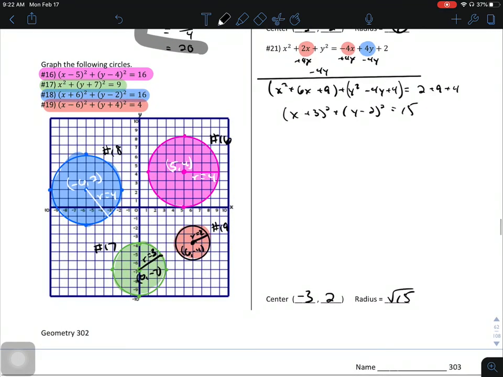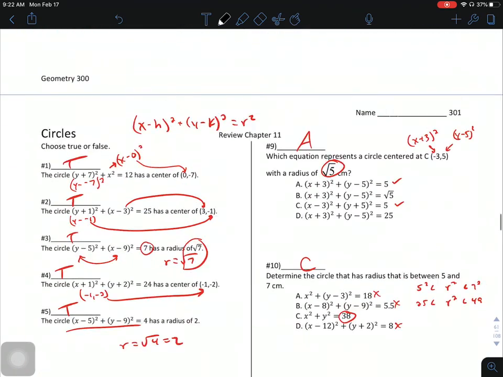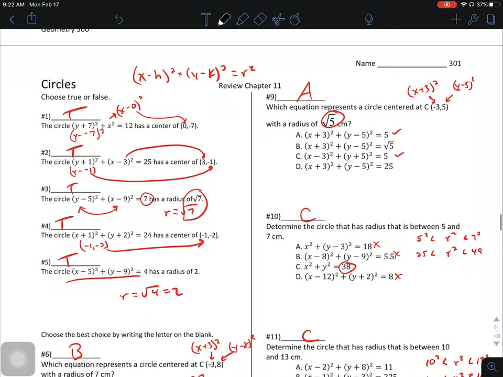This concludes the review. Test tomorrow over Chapter 11. Circle basics. A lot of completing the square and general equation of a circle.